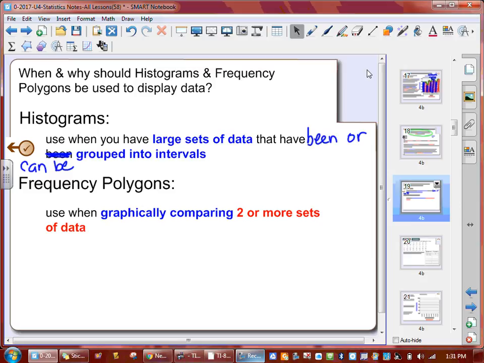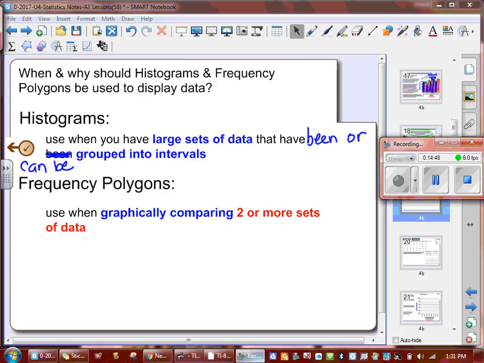Okay, so when we're comparing two or more sets of data, that's when we use our polygons. I'll give you a minute to write that down. Push pause now and play when you're ready.